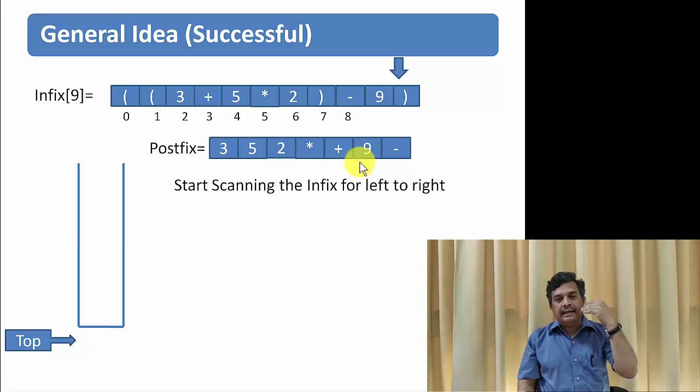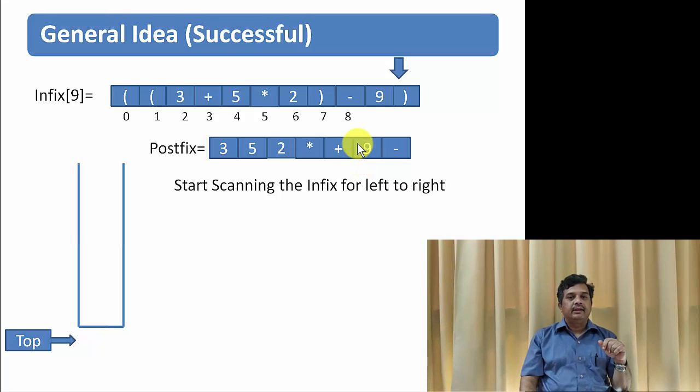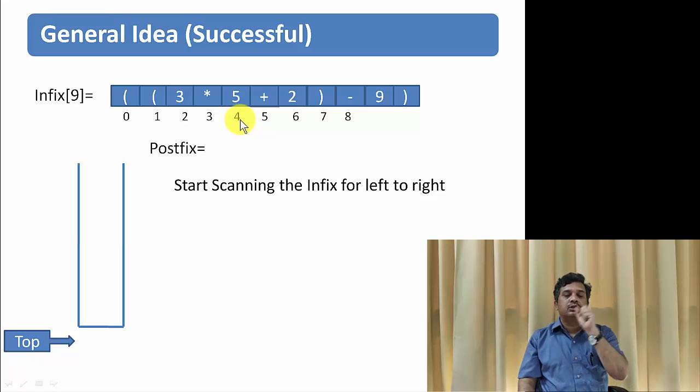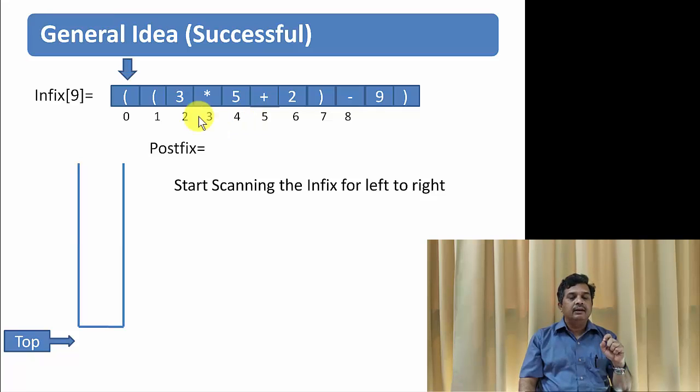Let us try to make it a little more complicated. Now here the same problem is there. Here the operators star and plus are interchanged. Now you see how the algorithm changes the required postfix expression. Now if you start scanning, the left parenthesis appeared. I want to push it onto the stack.